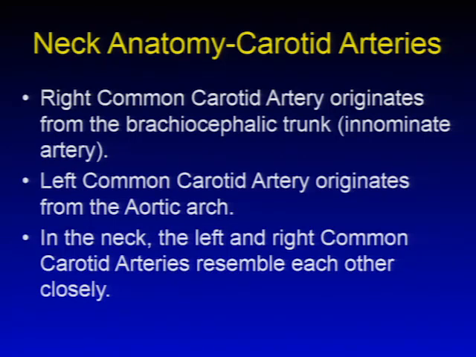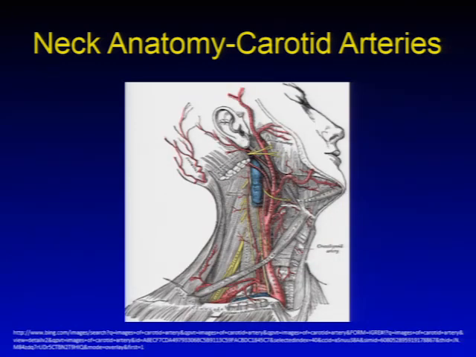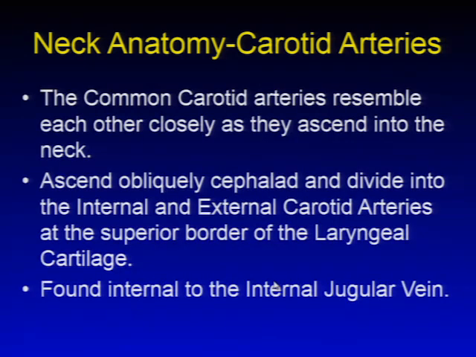Next, we will review the anatomy of the carotid arteries. The right common carotid artery originates from the brachiocephalic trunk, also known as the innominate artery. The left common carotid artery originates from the aortic arch. In the neck, the left and right common carotid arteries resemble each other closely. In this image, we may see the common carotid artery as it ascends in the neck and divides into the internal and external carotid arteries at the level of the laryngeal cartilage.